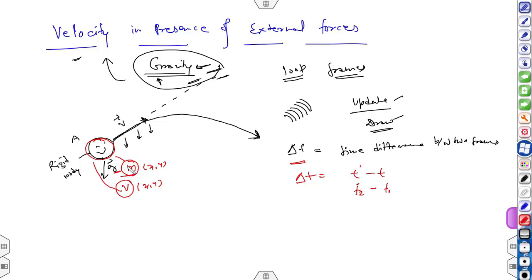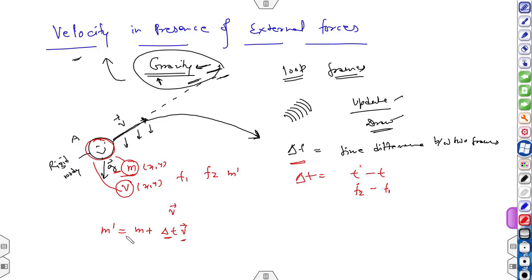Suppose in a particular frame f1, the position of the character is m, and in the next frame f2, the position of the character is m dash. So m dash will be nothing but m plus delta t times vector v. It means the velocity will be added to the position, which we have seen earlier, that vector addition is used to provide the character movement, but this vector v will be scaled by delta t.